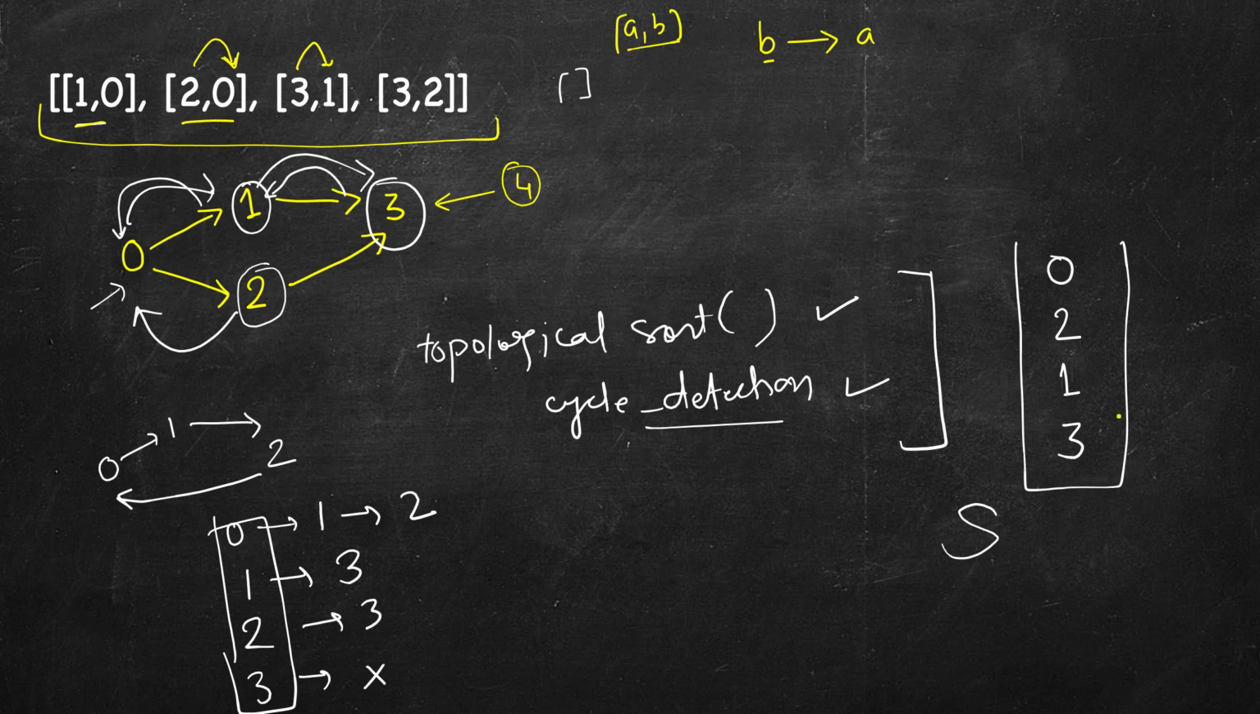Now we will pop one element at a time. So 0 is popped, then 2 is popped, then 1 and 3. So this ordering is valid. You can see we can do 0 first. Yes, it's not dependent on anything. There is no incoming edge.